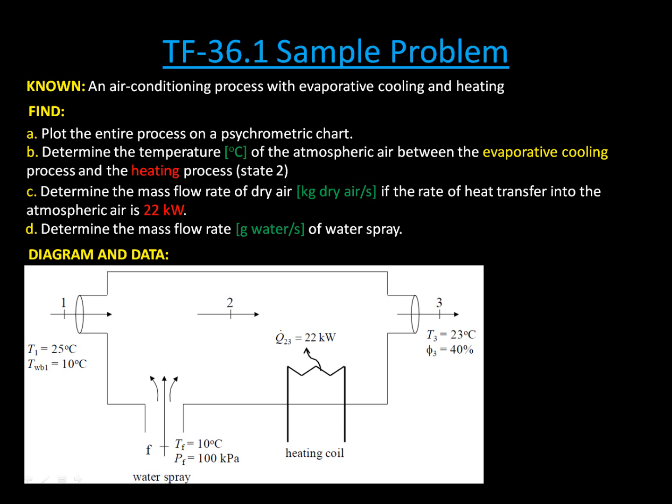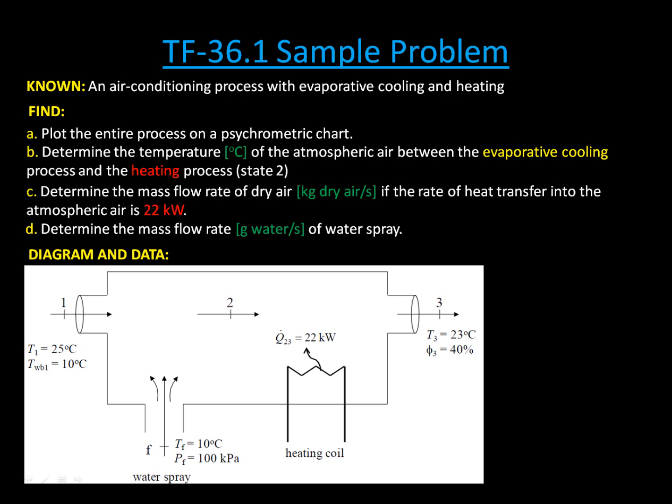Now I chose thermal fluids 36.1 as a sample problem. You may not have this, or it may be a different number in your book. That's not important. What's important is the actual problem. So let's take a look at what we have. Known: an air conditioning process with evaporative cooling, which is a special type of humidification, and heating. And those details are very important. They'll come into play very soon, so hold on to that.